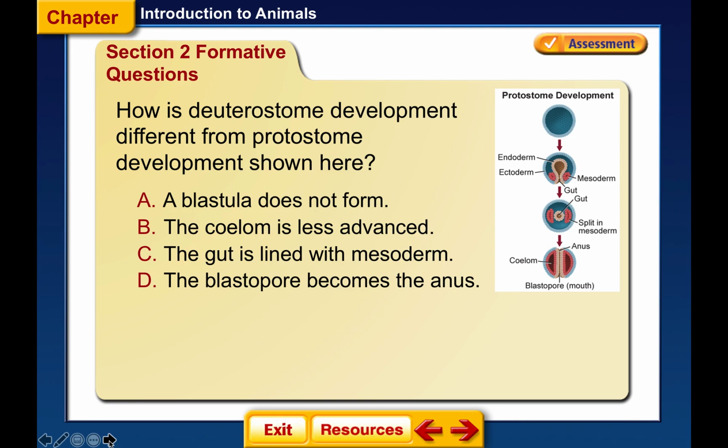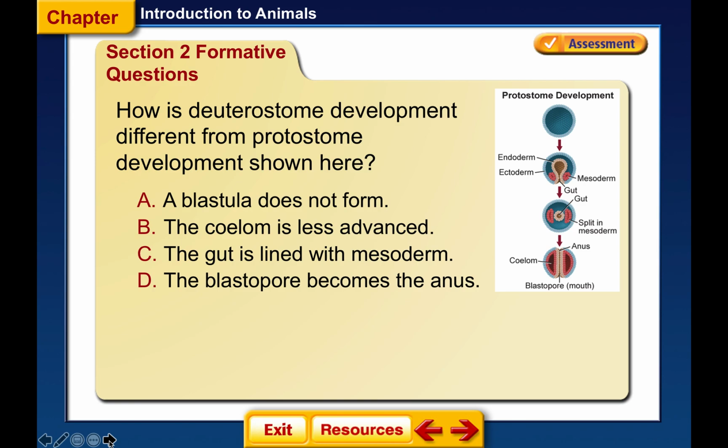All right, so look at our answers, and we've got our picture that shows that we have the blastula at the top. The next is going to be the gastrula, where we have endoderm, ectoderm, and then we have the mesoderm there. And then it shows you, these are cross sections, that you have the gut in the middle and the mesoderm, and then we have our coelom.